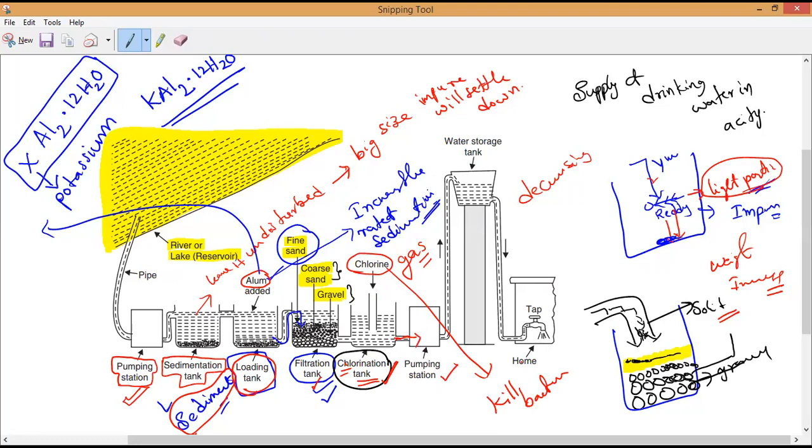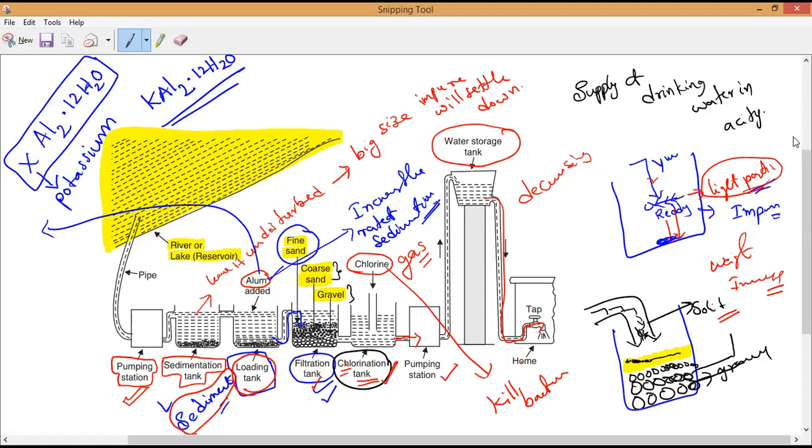From the pumping station it will go to where? The water storage tank, and from there it will pass to each house. It is like this. From the reservoir to the house, whenever the water is reaching, this much big phenomenon is involved. Have you understood, everyone? Please respond.